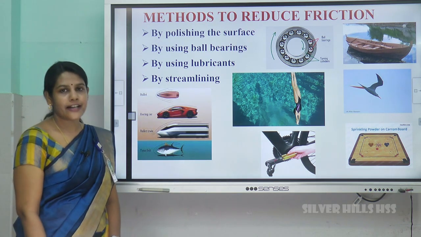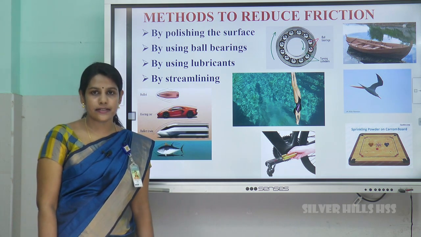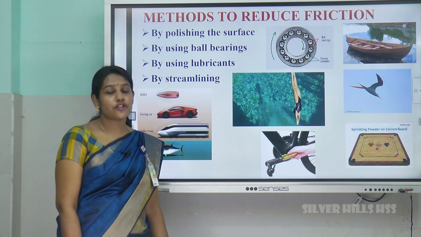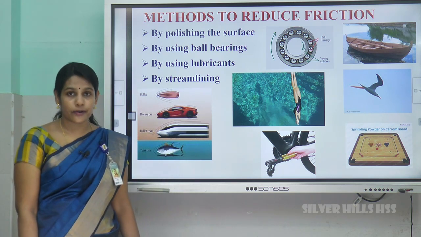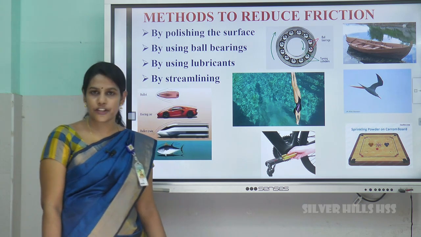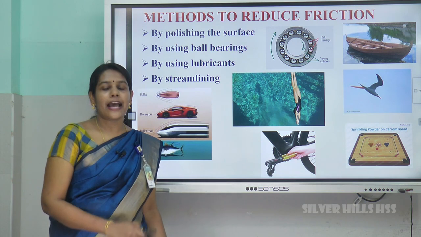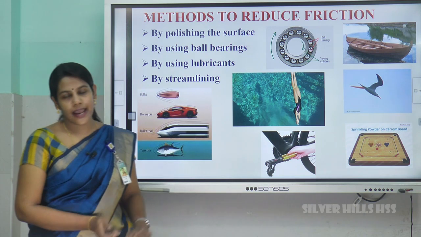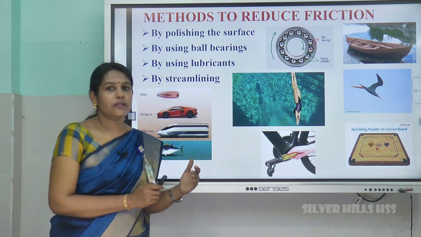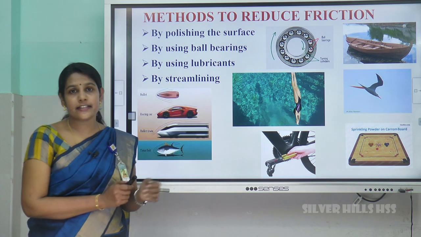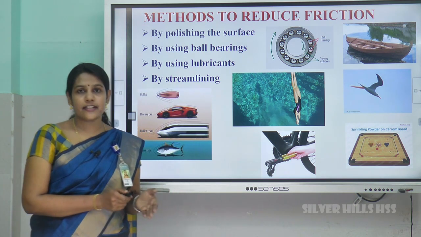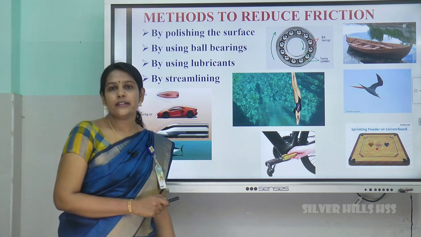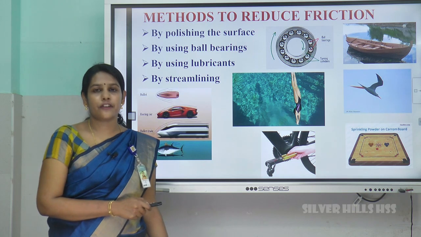Last method is by streamlining. Streamlining is design modification. Designing the shape of an object is called streamlining. By streamlining, the shape of an object would look like that of birds and fishes. This particular shape allows them to move forward, reducing the friction of water and air. For example, you might have seen the racing car, the rocket, aeroplane, jet, etc. They are streamlined to reduce the friction of air. The boat and ship are also streamlined to reduce the friction of water.